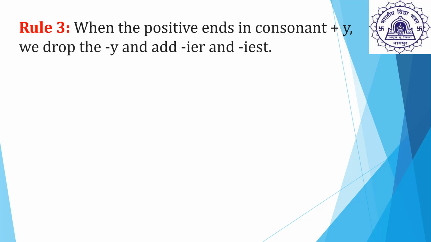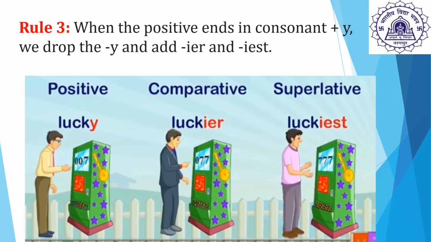Okay. The third rule says that when the positive ends in a consonant plus Y, we drop the Y, and what do we add there? We add IER and IEST in the comparative and the superlative degree respectively. Now let's see the example. The first one is lucky. As the rule says, we will drop the Y and put IER in the comparative degree and IEST in the superlative degree.